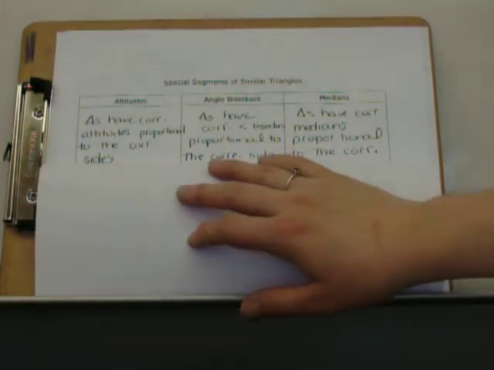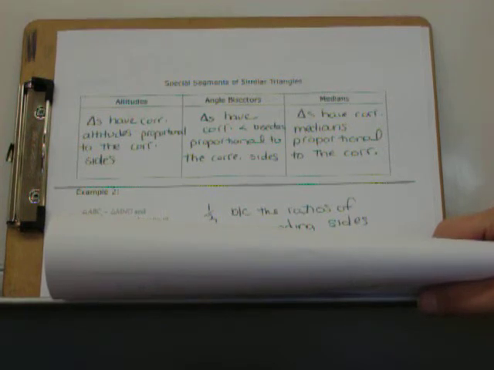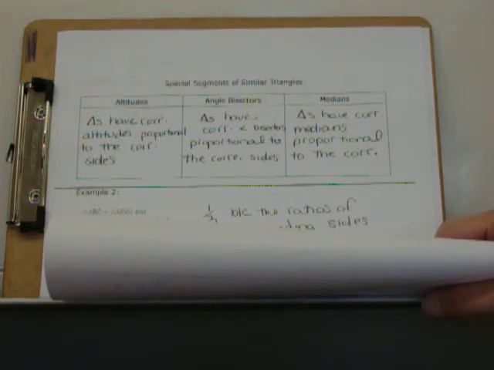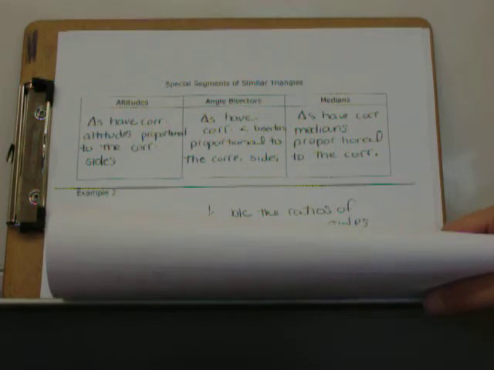On the bottom, the next thing that you have is just special segments of similar triangles. And we talked a lot about this in chapter 5, about altitudes, angle bisectors, and medians. Triangles have corresponding altitudes proportional to the corresponding sides, so they share the same ratio. Then triangles have corresponding angle bisectors proportional to corresponding sides, and then again with the medians. So once you read through example 2, you can pause the video, and then when you come back I'll explain what the ratio is.